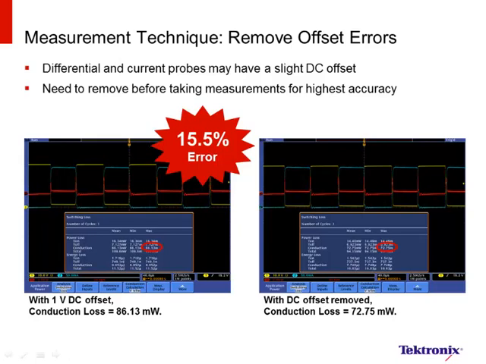In this example, on the left-hand side, the voltage signal has 1 volt of DC offset. As a result, the conduction loss is measured as 86 milliwatts. When the DC offset is removed, the conduction loss is a more accurate 73 milliwatts.